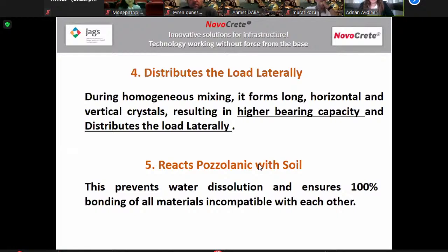NoCrate technology distributes the load laterally. During homogeneous mixing, it forms long, horizontal, vertical crystals, resulting in higher bearing capacity. It distributes the load laterally. It reacts pozzolanically with soil. This prevents water dissolution and ensures 100% bonding of all materials incompatible with each other.